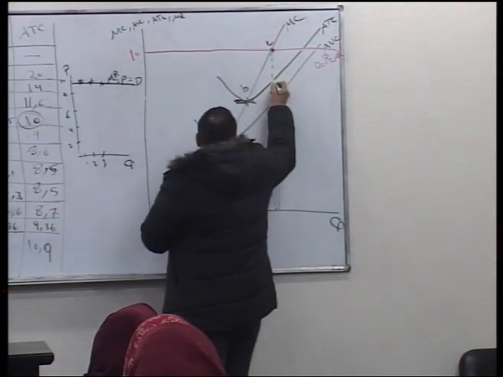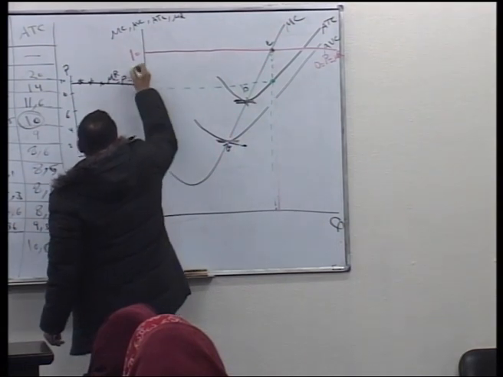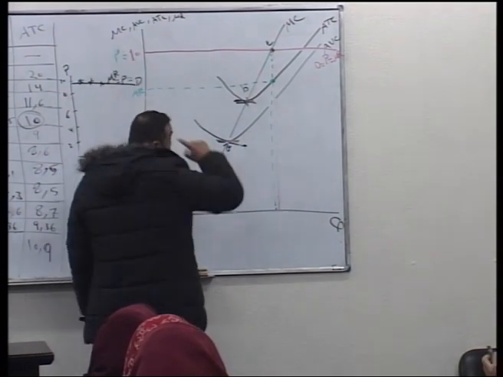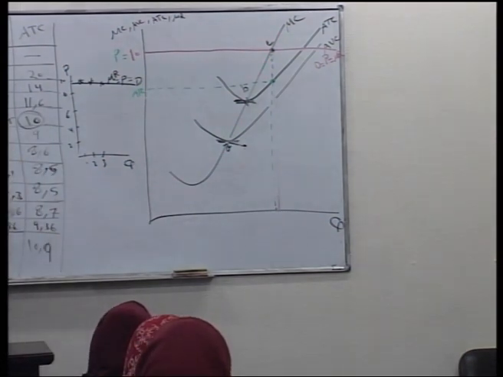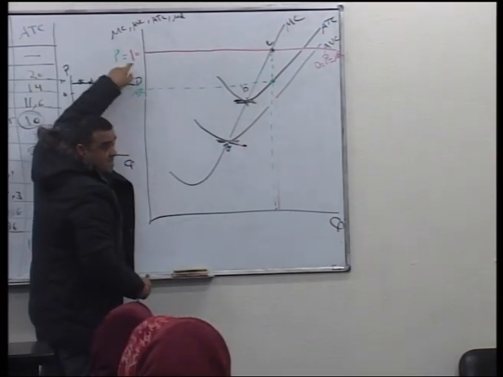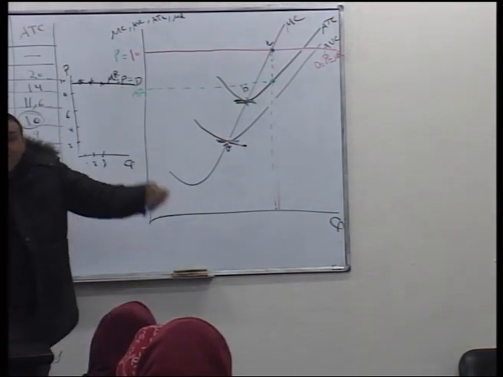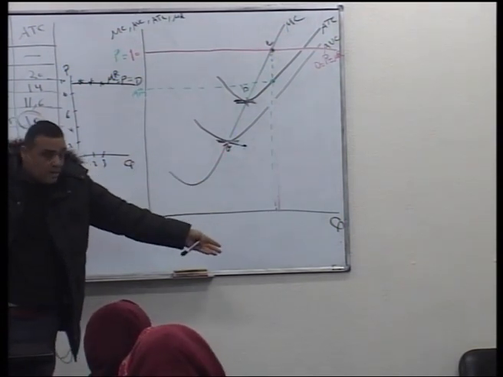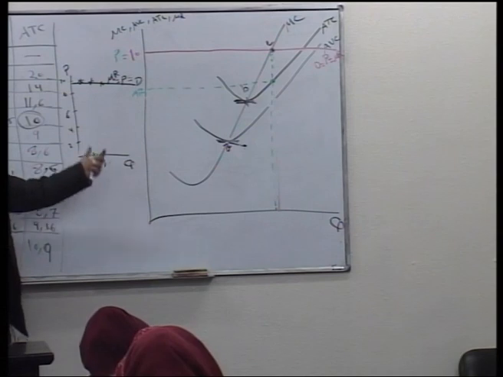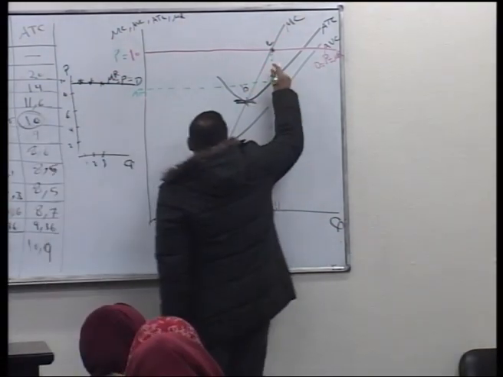Here, this point is along the ATC, and this point is the price. Which is bigger, the price or ATC? The price is bigger than ATC, which means we have economic profits here. Right? So how much is the total profit? This is the total economic profit here.